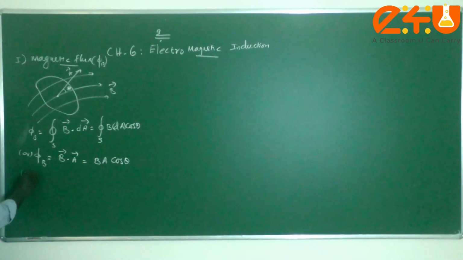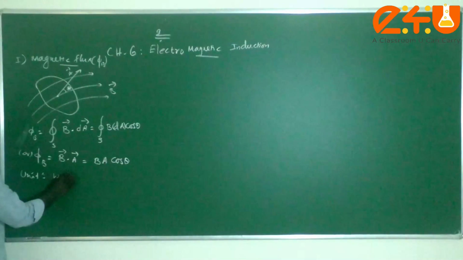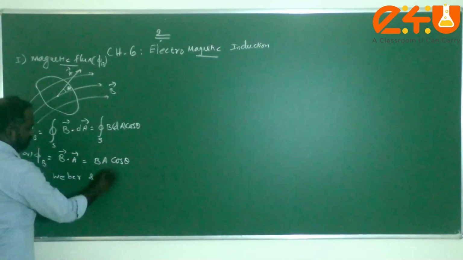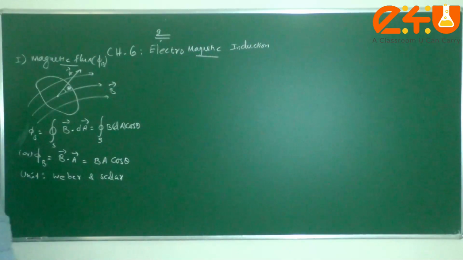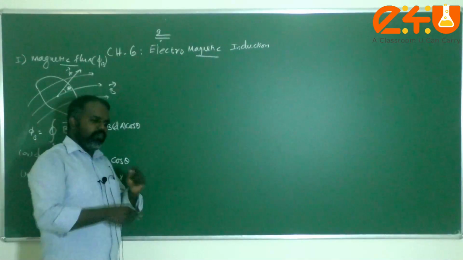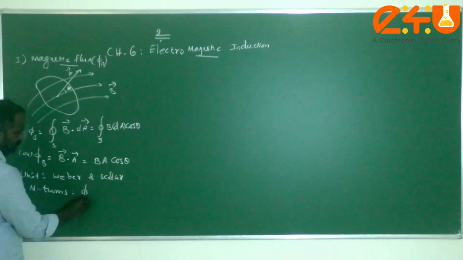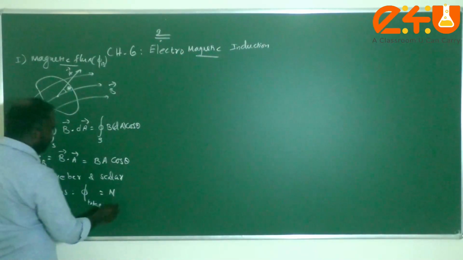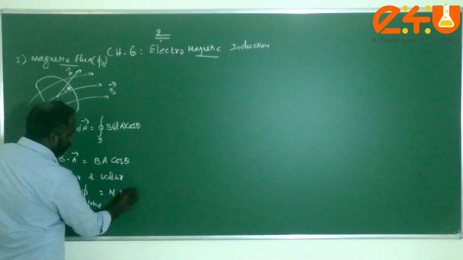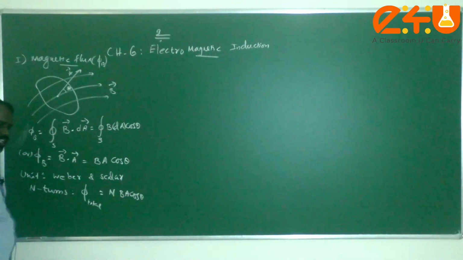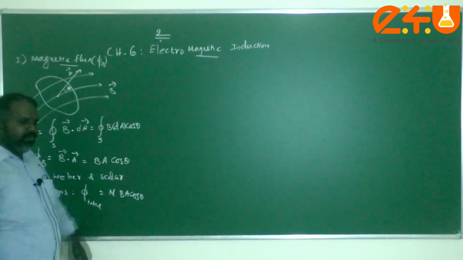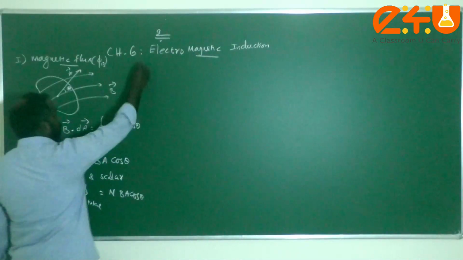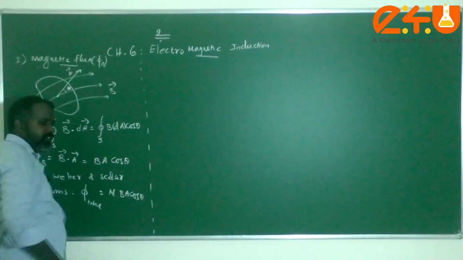The unit, as we discussed earlier, is Weber, and it is a scalar quantity. Moreover, if n turns are there in a closed coil or any closed surface, then the total flux Φ_total is equal to n times the flux linked with a single loop, that is n into BA cos theta. This is the brief explanation about the magnetic flux definition, which is required for the further discussion of the content.